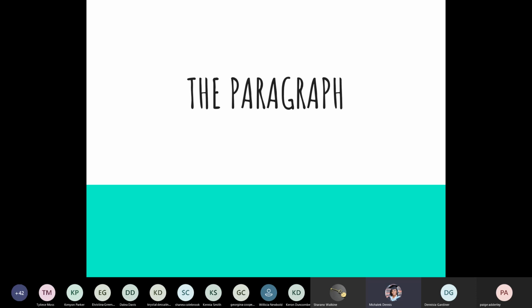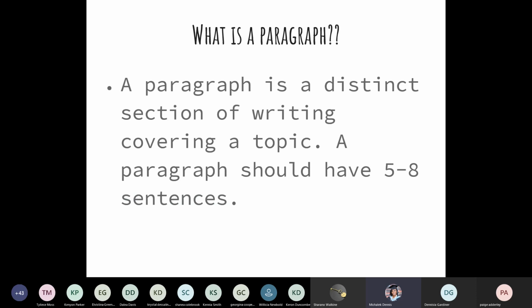Okay, so let's look at what is a paragraph. A paragraph is a distinct section of writing covering a topic. A paragraph should have 5 to 8 sentences. I think, if I'm not mistaken, Mr. Joaquin, in college they normally ask us for up to 10 sentences. Yeah, 10 sentences. And in truth, a paragraph can be really quite long. Depending on what you're talking about, you can have 10 sentences, 20 maybe, depending on the nature of what you are discussing, as long as you have the appropriate information for the paragraph.